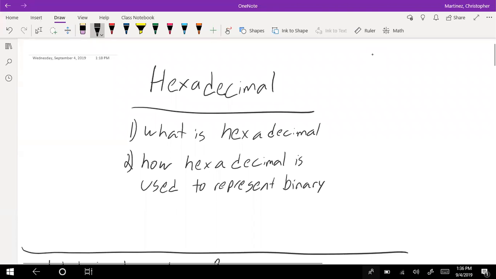All right, we're going to be looking at hexadecimal numbers. We're going to look at two items associated with hexadecimal. First is what is hexadecimal, and second is how hexadecimal is used to represent binary numbers.